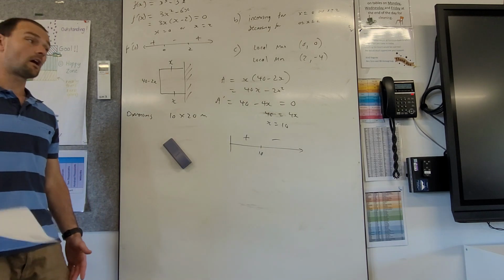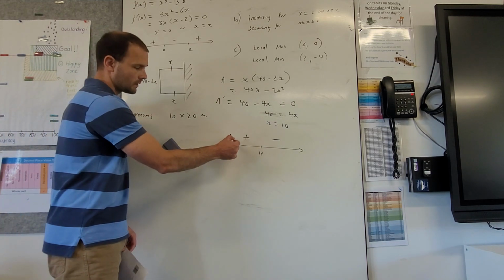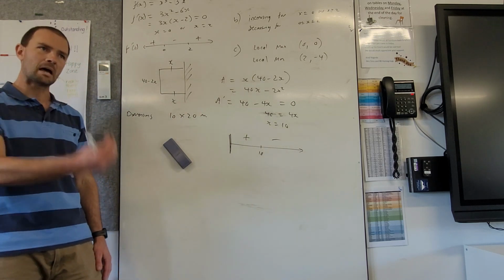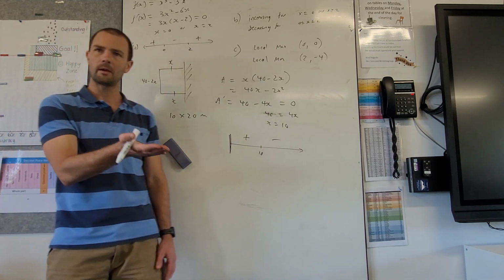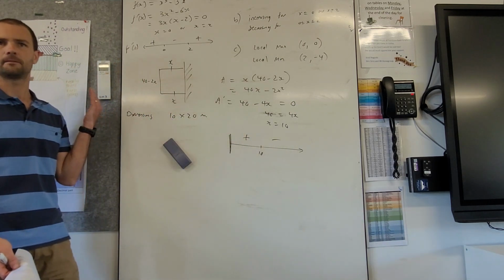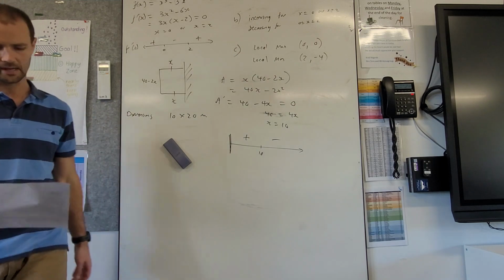Now, in the sign diagram as well, notice how I've drawn this line here. That's because our solution must be positive. We're talking about the length of a garden bed, and it cannot be negative. A magnitude of length can't be negative.